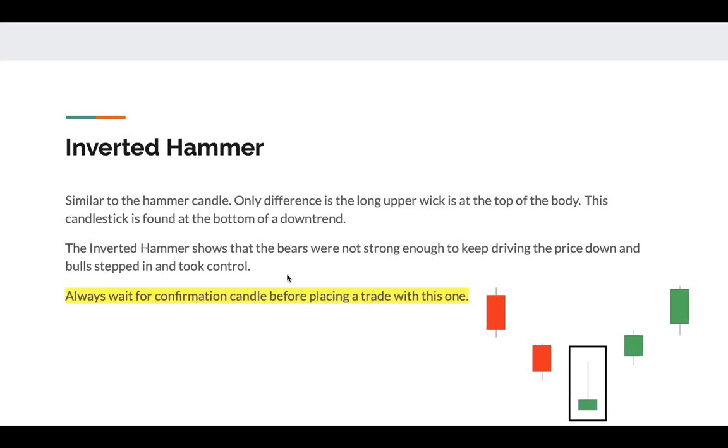Similar to the hammer candle, the only difference is the long upper wick is at the top of the body, and this candlestick is found at the bottom of a downtrend. The inverted hammer shows that the bears were not strong enough to keep driving the price down, and the bulls stepped in and took control. Always wait. Now, this particular candle, I will say, is a little harder to trade simply because the bears kind of controlled this candle.